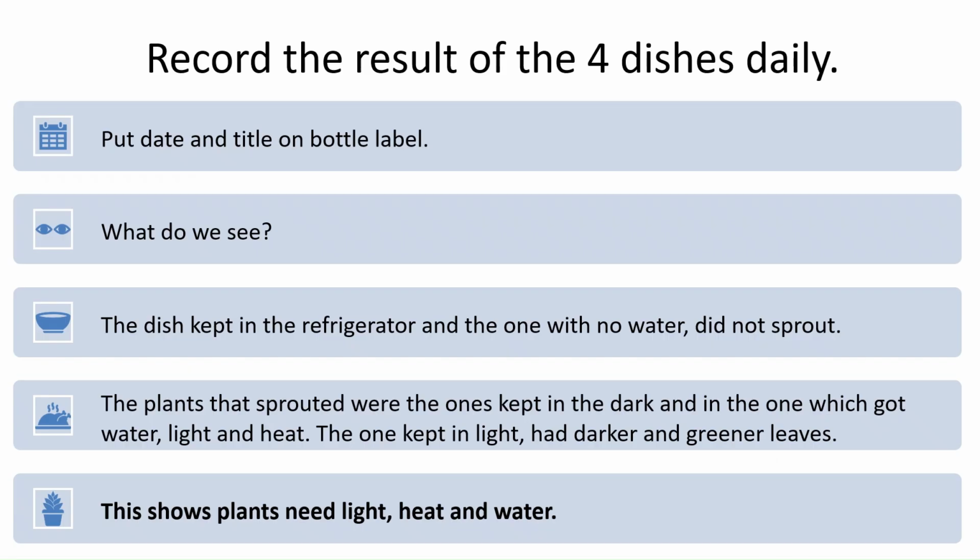Record the results of the 4 dishes daily. Put date and title on bottle label. What do we see? The dish kept in the refrigerator and the one with no water did not sprout. The plants that sprouted were the ones kept in the dark and in the one which got water, light and heat. The one kept in light had darker and greener leaves. This shows plants need light, heat and water to grow.